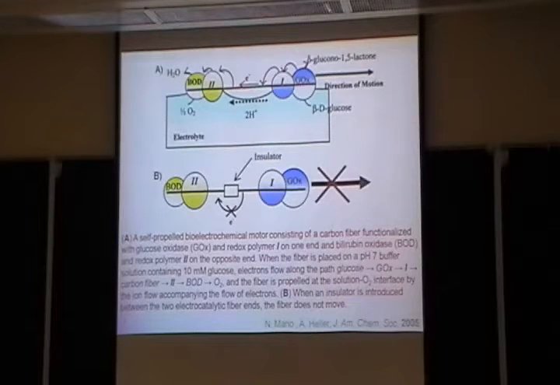As I said, it's air breathing because it needs oxygen. So it floats on the water. If you prevent any oxygen from coming into contact with these things, they'll stop.